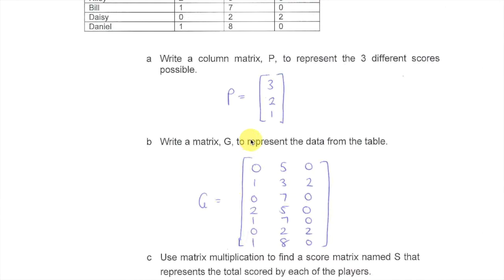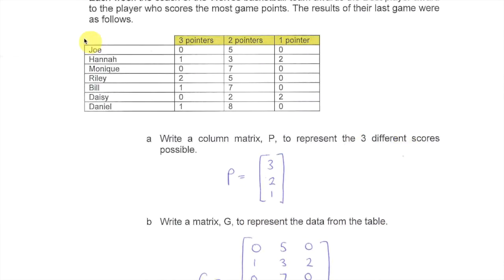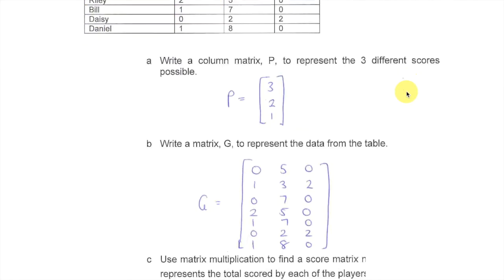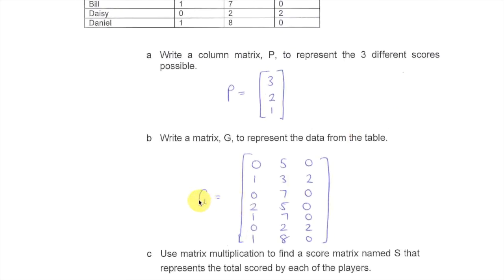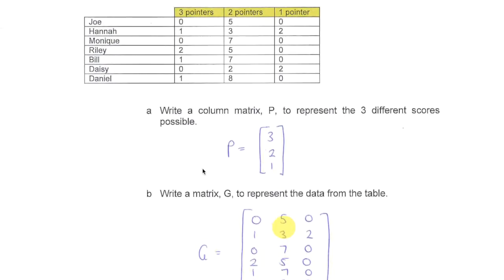B, write a matrix G to represent the data from the table. So we've got the various players, they're the rows, and then the number of each type of shot that they've made. So we've got G, players running this way, and then the number of each type going through. As an example, this element here, where we've got a 2, would represent player Daisy making 2 2-pointers.